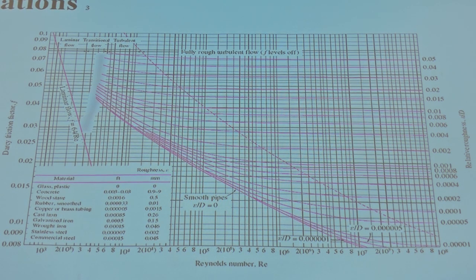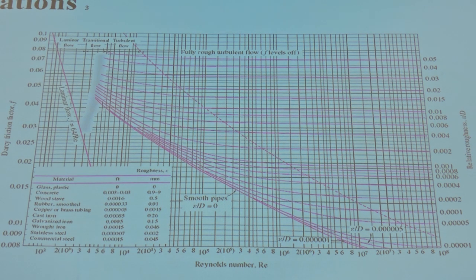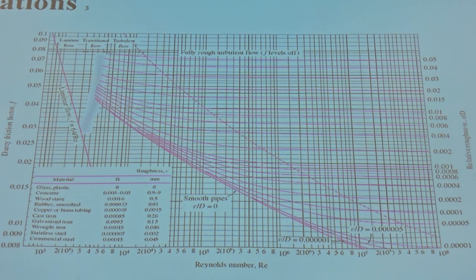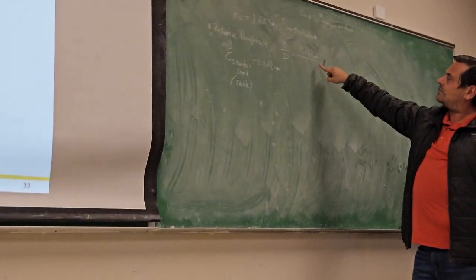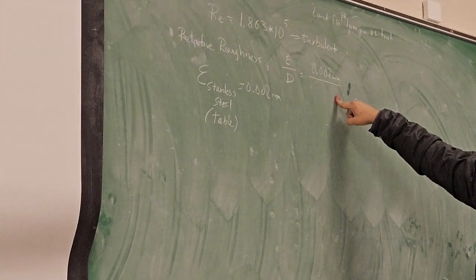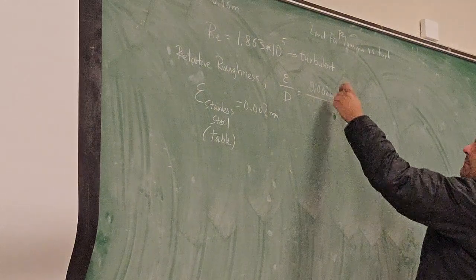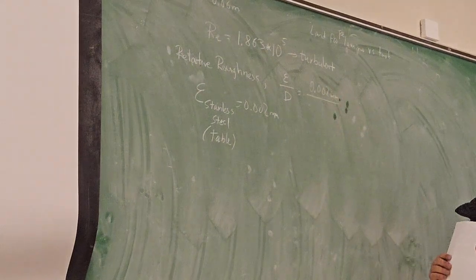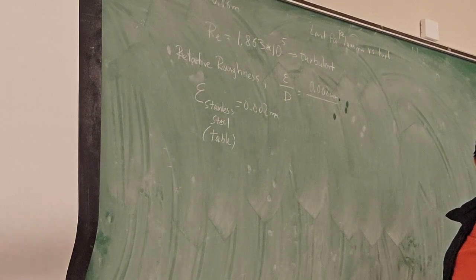Now be careful. How much was the original diameter? 6 centimeters. That's what we had. 6 centimeters or 0.06 meters. Now, because this ratio should be dimensionless, I need to convert the diameter to what? Millimeters. Because this is millimeters, I need to divide millimeters with millimeters here to cancel. So 6 centimeters, how many millimeters are 6 centimeters? 60.